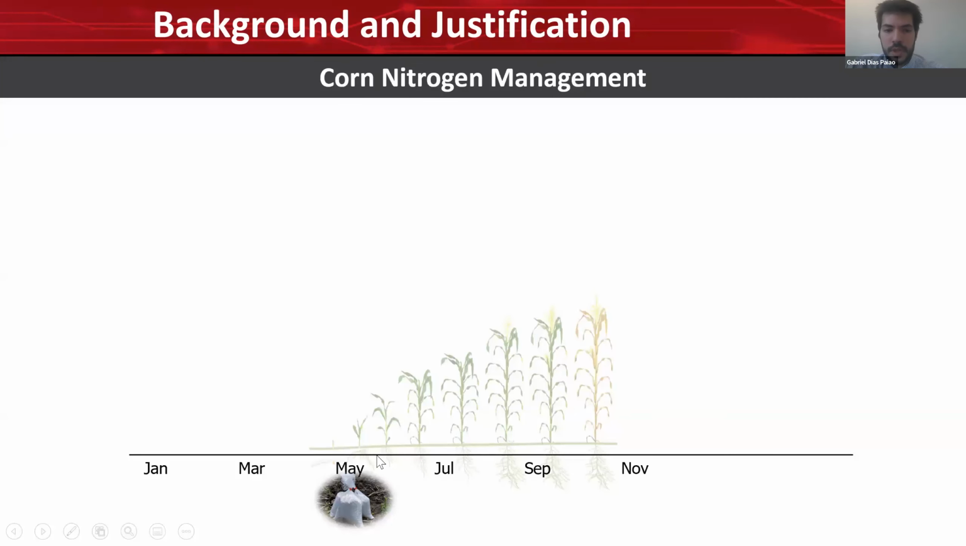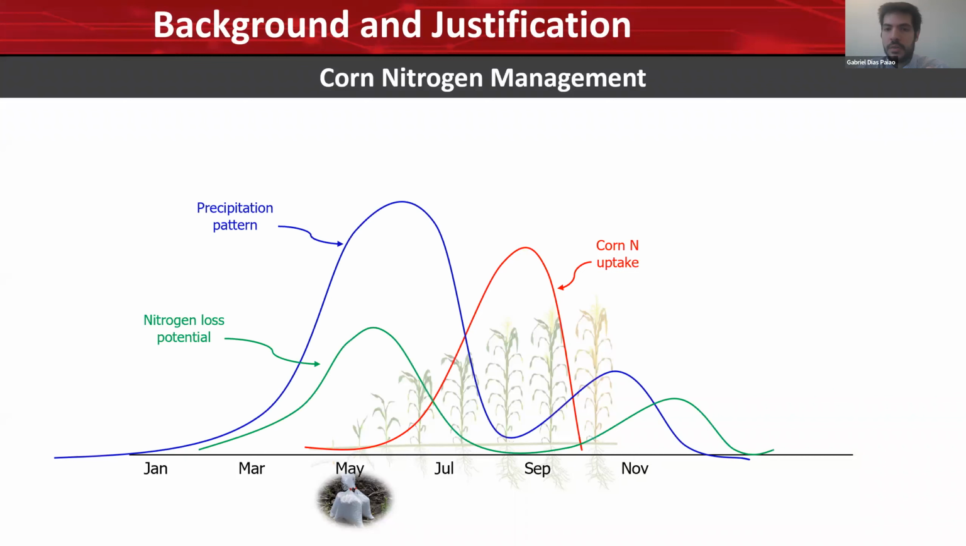Most of nitrogen fertilizer is applied near planting time in the upper Midwest. And that's when there's not a lot of nitrogen requirements by plants. So that creates a mismatch between the time that fertilizer is applied for corn production and the time that there is more nitrogen uptake. And so that creates a larger potential for nutrient losses because there is also more precipitation and potential for losses via denitrification and leaching earlier in the season.